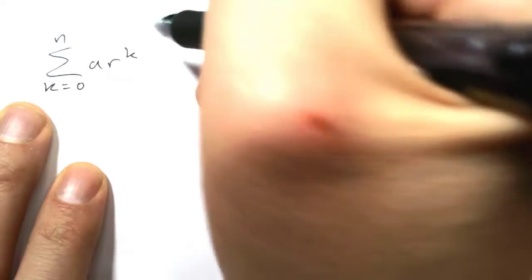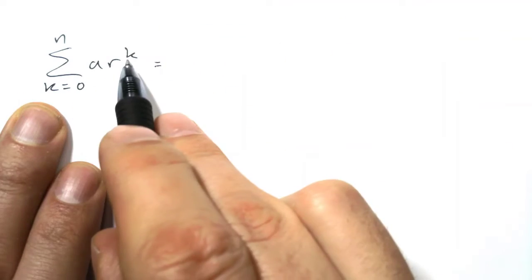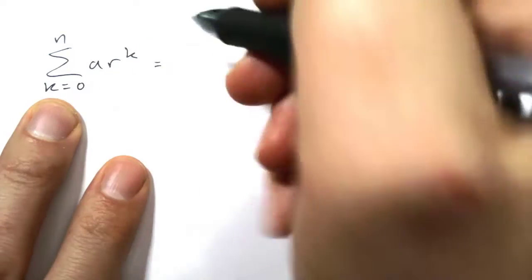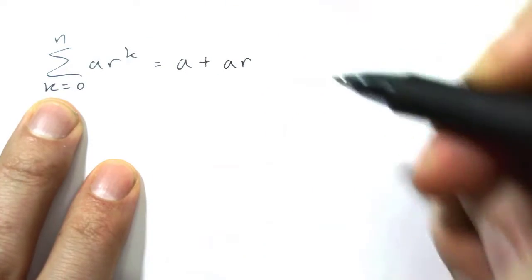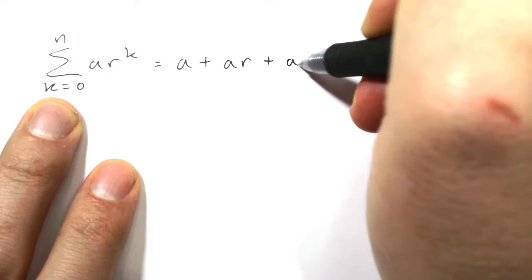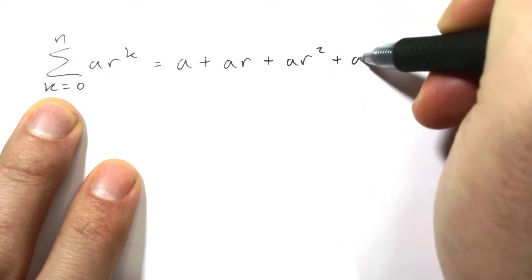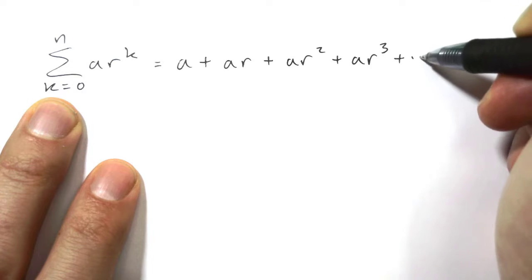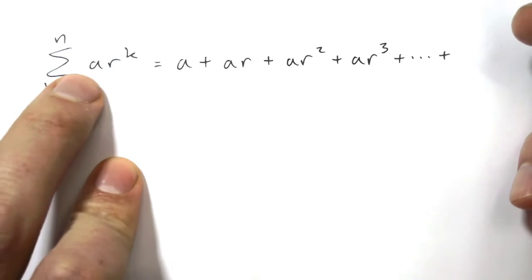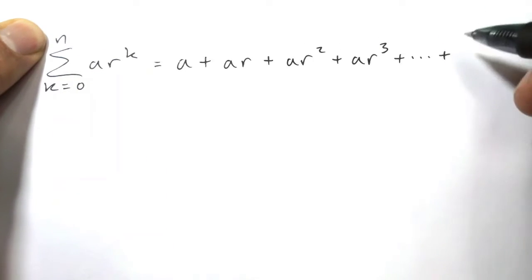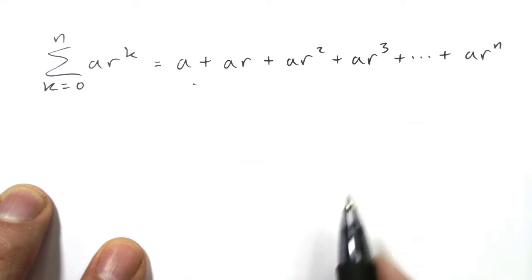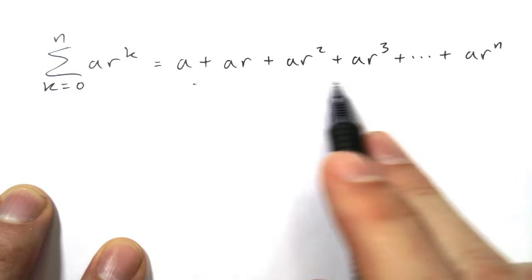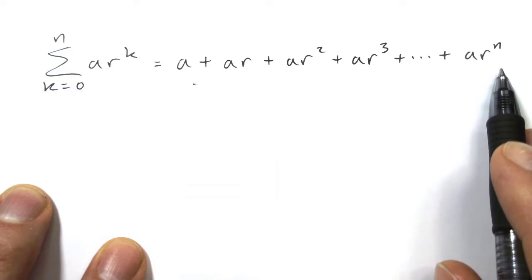Well, think about what this is. When I plug in 0 for k, I have a times r to the 0. That's just a. When I plug in 1 for k, I have a times r to the 1. 2 for k gives me ar squared. 3 for k gives me ar cubed. And I'll just keep going until I get to ar to the n. That's as large as k gets. So this is the sum that I'm looking at. And I want to compute what is its value. Is there a nice formula to compute this?